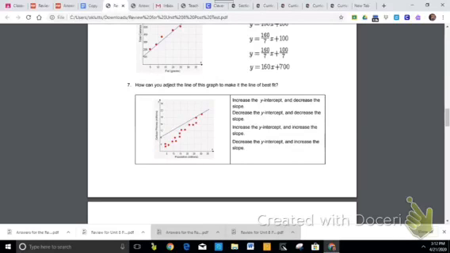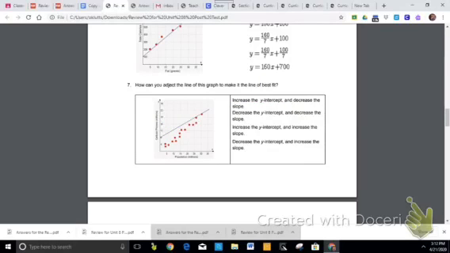So how would we adjust our line? Well, let's look at our answer choices. Would we increase our y-intercept, our B? Now they have our y-intercept at 6. When we drew our line, our y-intercept was really more like the origin at 0. So if we increase from 6, we're going to get more than 6 way up here. And that does not make a line of best fit.